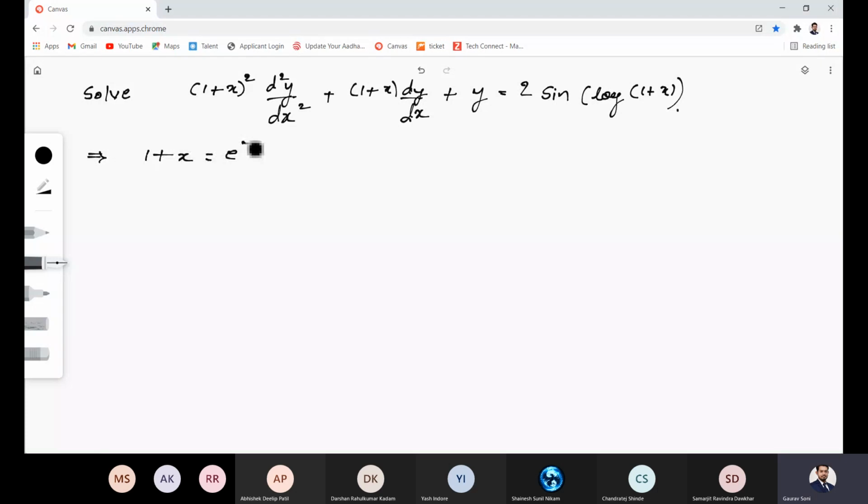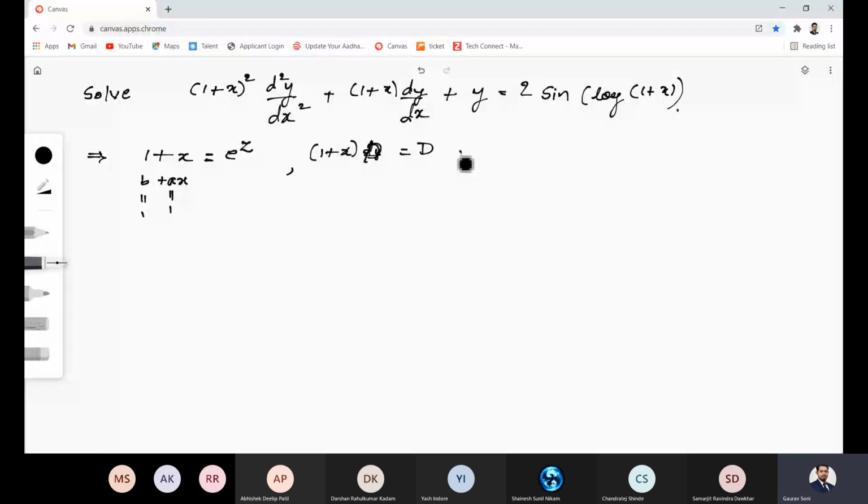Now, what is the value of a from this? You can understand, ax plus b. What is the value of a? a is 1, b is equal to 1. So, (1 plus x) times capital D will be replaced by a into d. a is 1, so this will be simply d. Similarly, (1 plus x) square d square will be replaced by a, that is 1, d square.